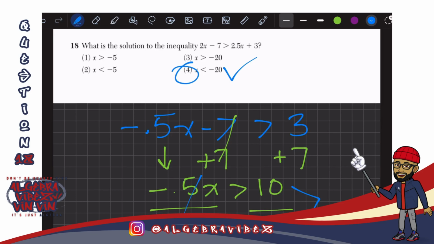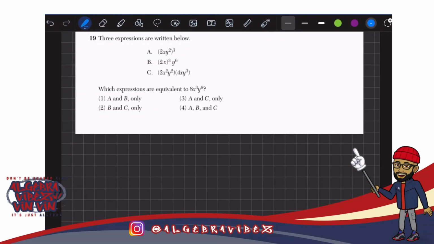That's it. All right, everybody, welcome to question 19. So 3 expressions are written below. We have A, 2xy squared, cubed; B, 2x cubed, y to the 6th; and C, 2x squared y squared times 4x y to the 3rd. So the best way to do this is just to carry this math out and actually do the math. When we see something that is outside of parentheses, it tells us how much inside the parentheses we have.